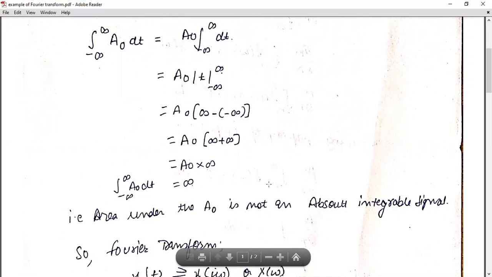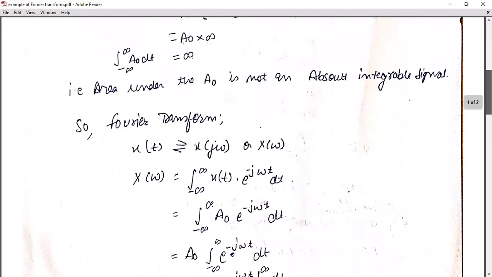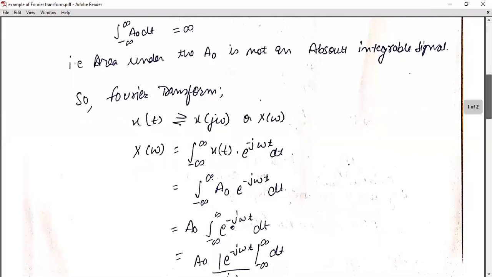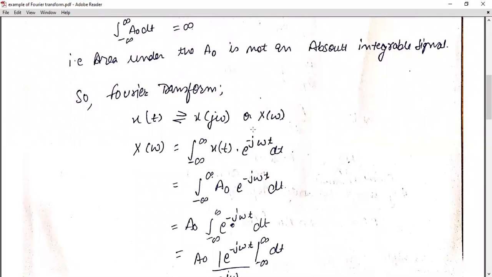So why are we finding this? Because in my first video on Fourier transform, I explained the conditions for the Fourier transform, and one of the conditions is that the signal should be absolutely integrable. Okay. So for finding the Fourier transform of this signal, let's see what answer we get.